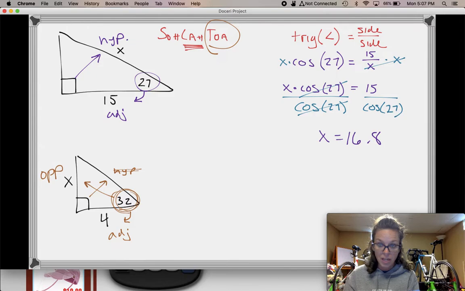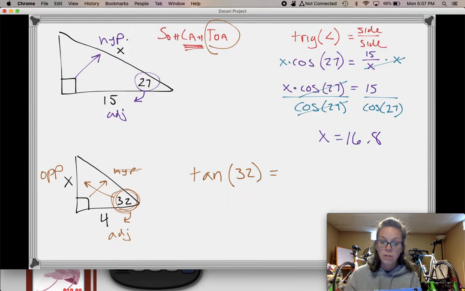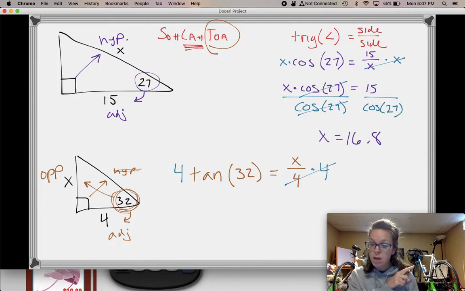So when we set up that trig equation, trig is tangent. The angle is 32 equals, for tangent, the sides are opposite, which is x, over adjacent, which is 4. So now our equation is all set up, that exact same format every single time. Now to solve this, I'm going to multiply both sides by 4 because 4 is on the bottom of that fraction. That'll clear that off. And just like last time, I put that 4 out front because it's not 4 times 32. It's 4 times the tangent of 32. It's an order of operations thing.